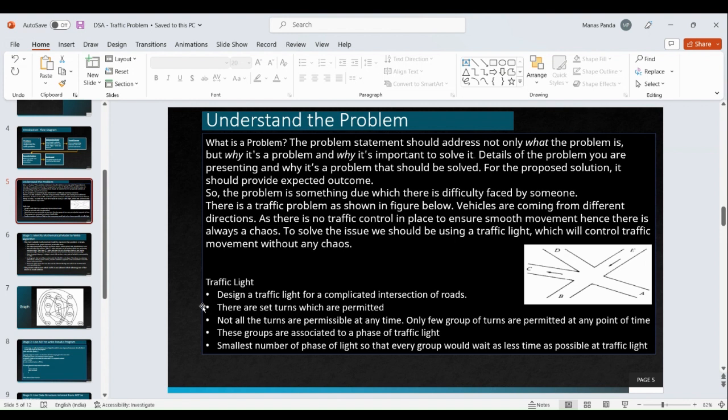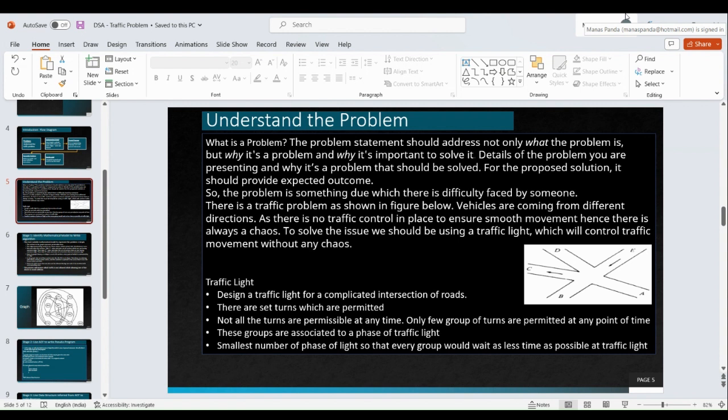Basically, it's not needed because you are not involved or somebody is not involved there. But when a problem is actually creating an issue, or some people are facing an issue because of it, then by solving that, what benefit is going to come out of it? For example, you take this one. It gives the detail of the problem you are presenting, and why the problem should be solved. For a proposed solution, it should provide the expected outcome as well. That is how you should look into the problem.